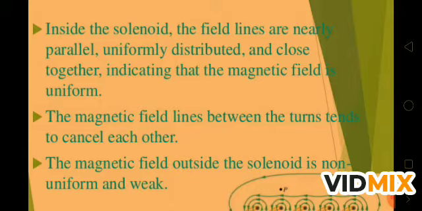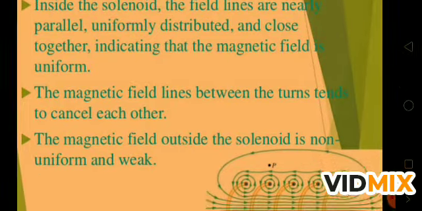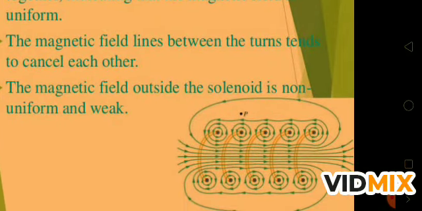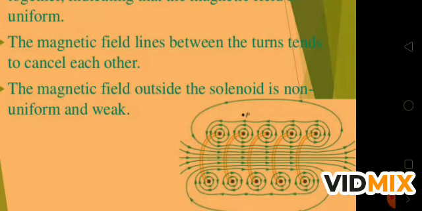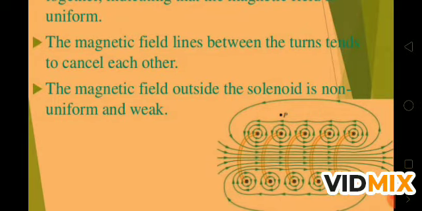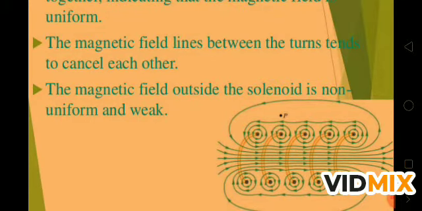The magnetic field lines between the turns tend to cancel each other, and the magnetic field outside the solenoid is non-uniform and weak. Outside the solenoid the magnetic field is non-uniform and weak. If you see in this figure, the field lines inside the solenoid are parallel, but outside the field lines are away from each other, showing that they are non-uniform and weak.